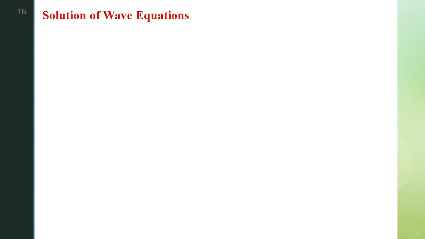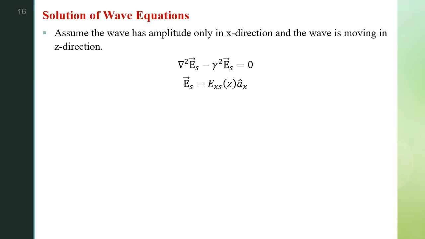So now we need to find a solution of the wave equation. That is, we have a second order differential equation, and we need to find the solution to it. So we are assuming that the wave has amplitude only in x direction and the wave is moving in z direction. So the phasor form of the vector can be determined as Exs of z Ax cap, where Ax cap denotes that it has amplitude only in x direction, and this z denotes that the wave is moving in z direction.